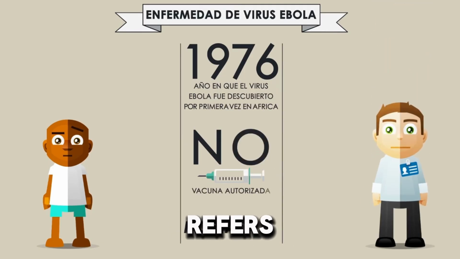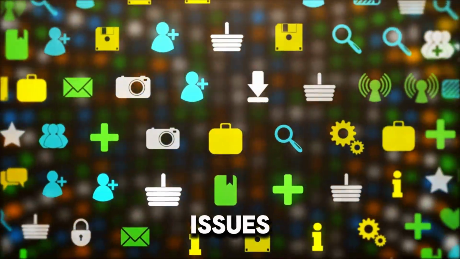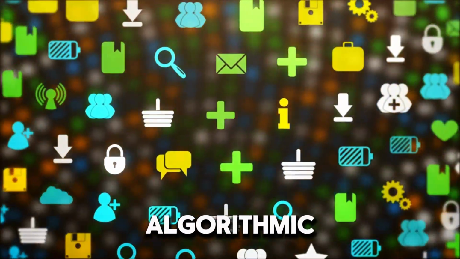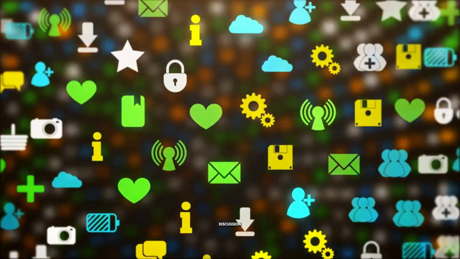AI ethics refers to the principles and guidelines that ensure AI is used responsibly. Issues such as data privacy, algorithmic fairness, and the potential for AI to replace human jobs are all part of this discussion.